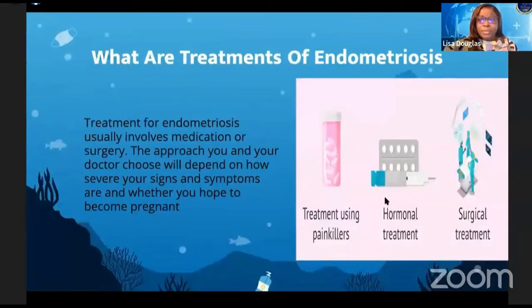What are the treatments of endometriosis? Treatment for endometriosis usually involves medication or surgery. The approach you or your doctor choose will depend on how severe your signs and symptoms are and whether you hope to become pregnant. Treatments, again, could be painkillers, hormonal treatments, or surgical treatment.